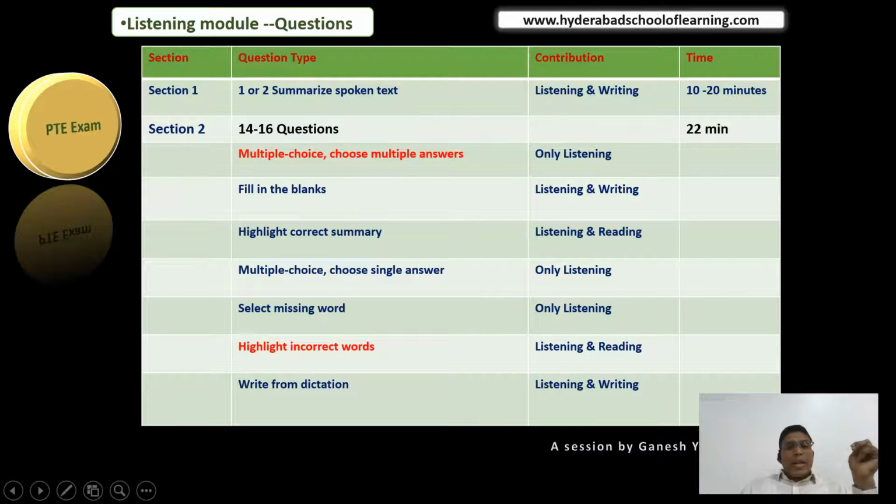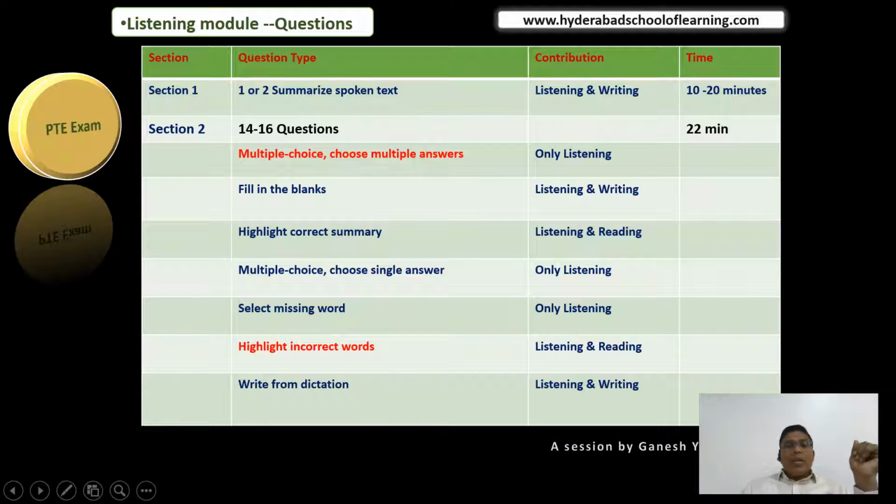And there are two questions that carry negative marking here: multiple choice multiple answers and highlight incorrect word questions. In the reading module, we have one question that carries negative marking, called multiple choice multiple answers. So overall, we have only three questions that carry negative marking: in reading one and in listening two. We have around 20 plus minutes for doing all the questions in section 2 of the listening module.